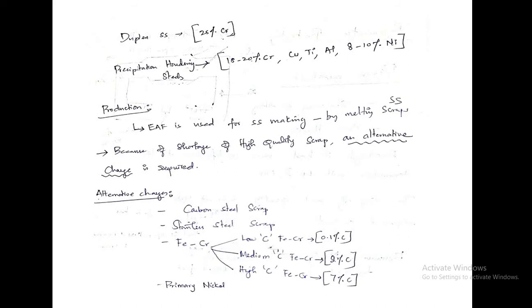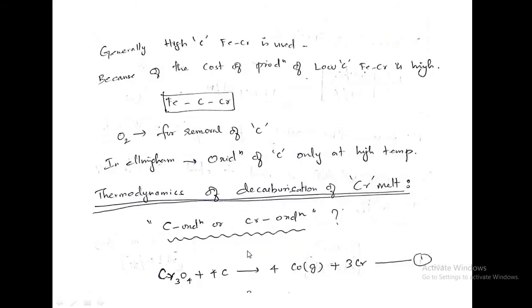Here we use high carbon ferrochrome, because it is very difficult to make low carbon ferrochrome, right? Generally high carbon is used because of the cost of production of low carbon. Reducing carbon is a big thing in a process, okay?